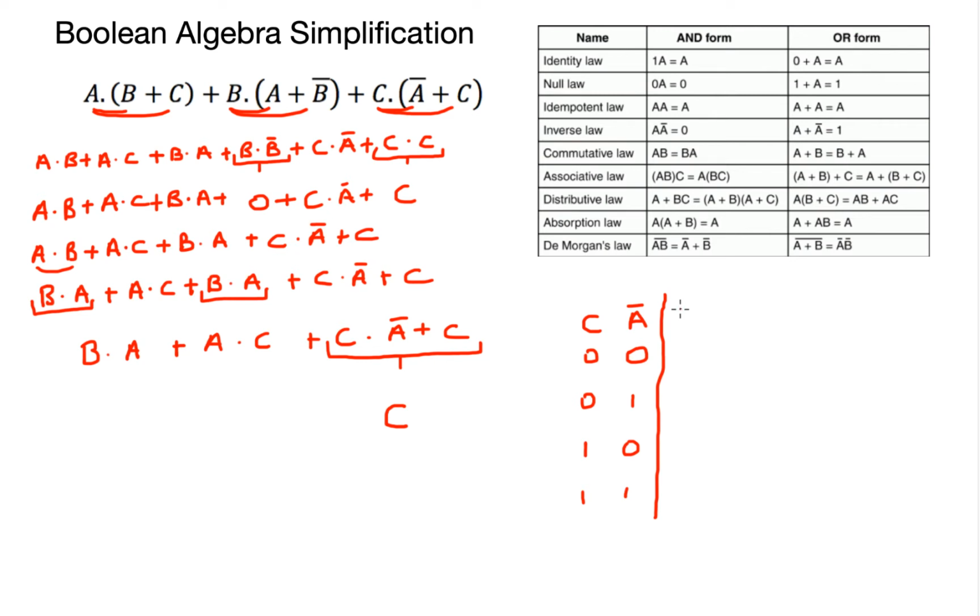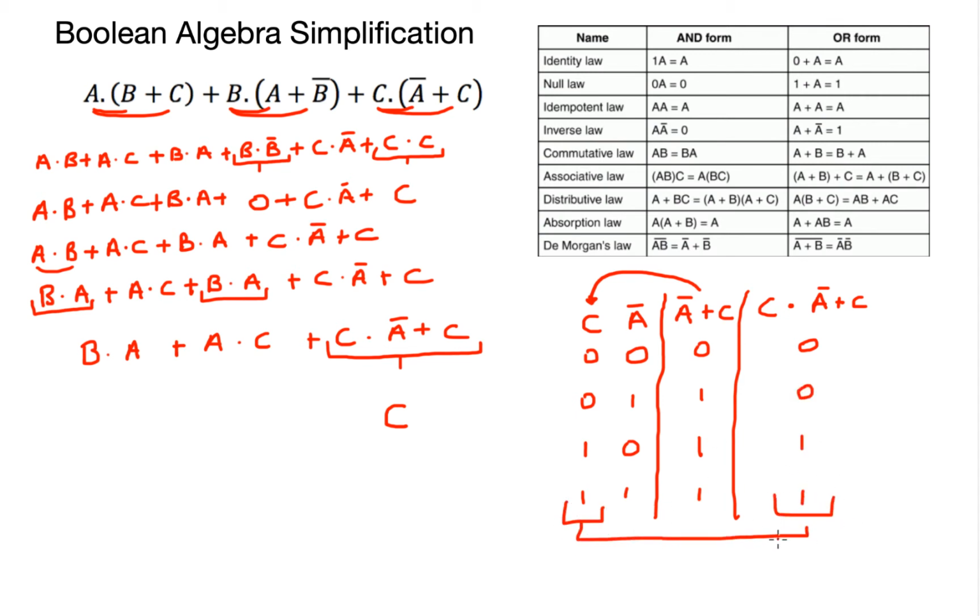If I OR not A and C together, that'll give me 0, 1, 1 and 1. Then I'll take that column and AND it with the C column, and that'll give me 0, 0, 1 and 1. And you'll notice that the C column is exactly the same as our final result, and therefore we can say that C and not A or C is equivalent to just C.